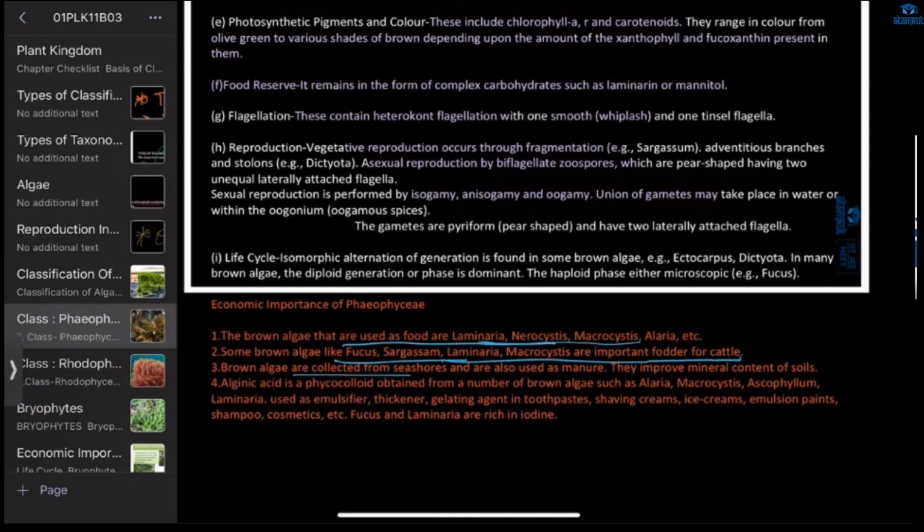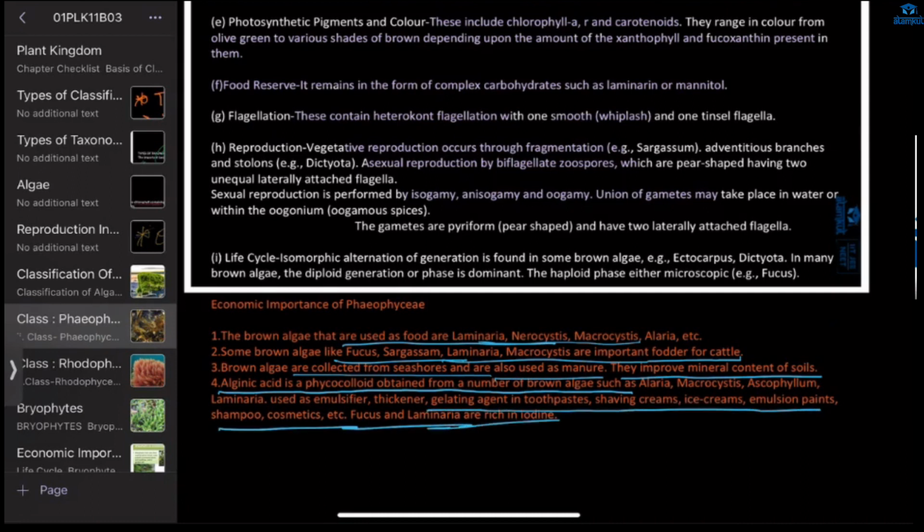Brown algae are also collected from seashores and used as manure. On seashores it is used as manure and for improvement. They improve the mineral content of soil. Alginic acid is a phycocolloid obtained from a number of brown algae, and these are used in shaving creams, ice cream, emulsion paint, shampoo, cosmetics, etc. See, Fucus and Laminaria are rich in iodine.